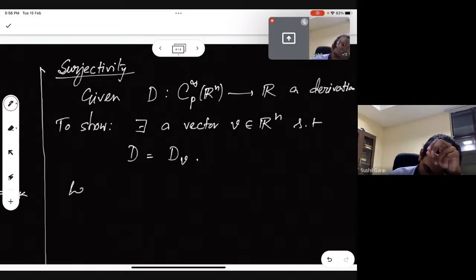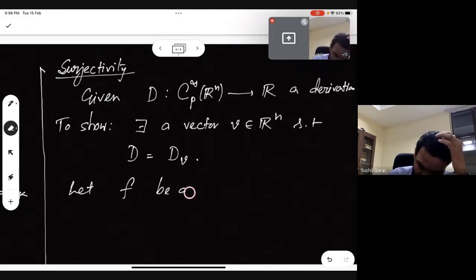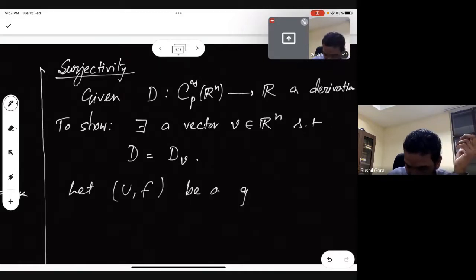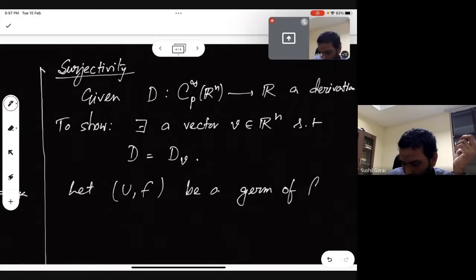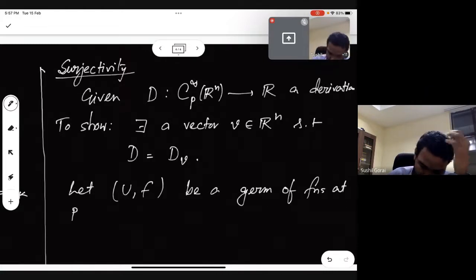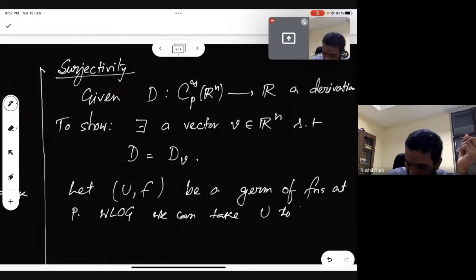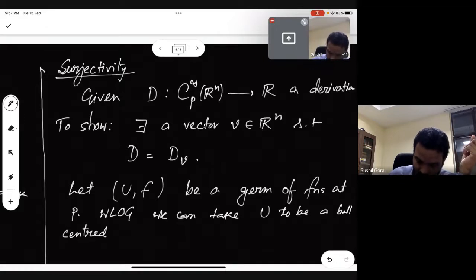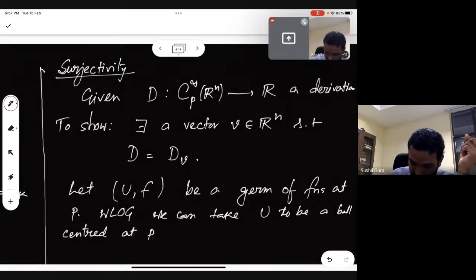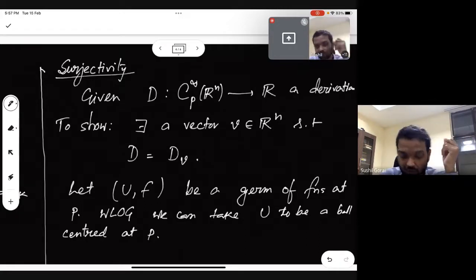So let U, f be a germ of functions at P. Without loss of generality, shrinking, we can take U to be a ball centered at P with some positive radius. Of course, that is true because it's an open set.